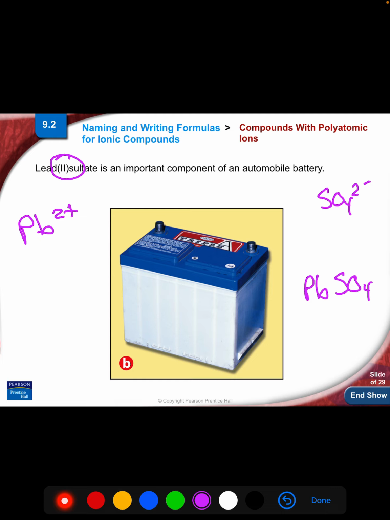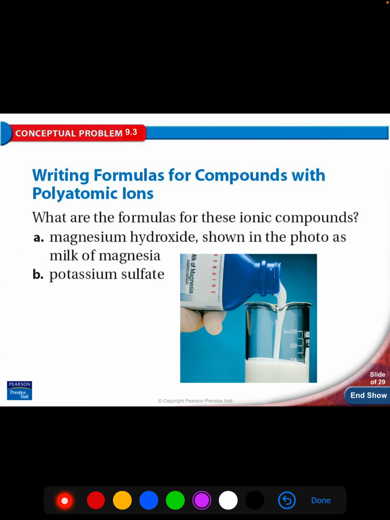Actually, the sulfate is present as there's sulfuric acid. We'll talk about acids in a couple more days. But this is a lead acid battery, and lead sulfate is produced in there. So let us move on. It says, write the formulas for these ionic compounds.